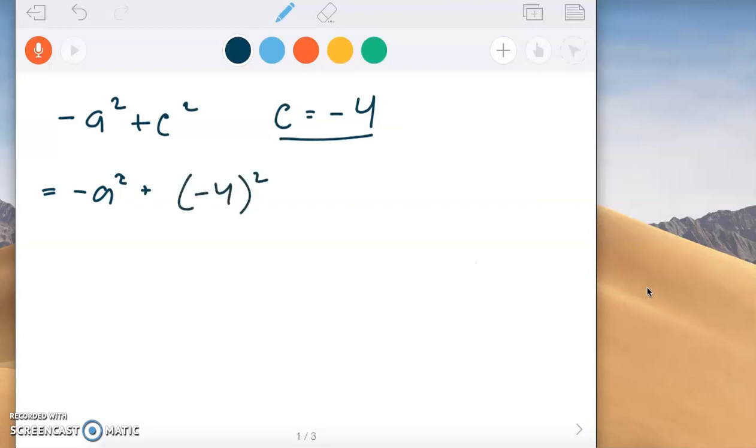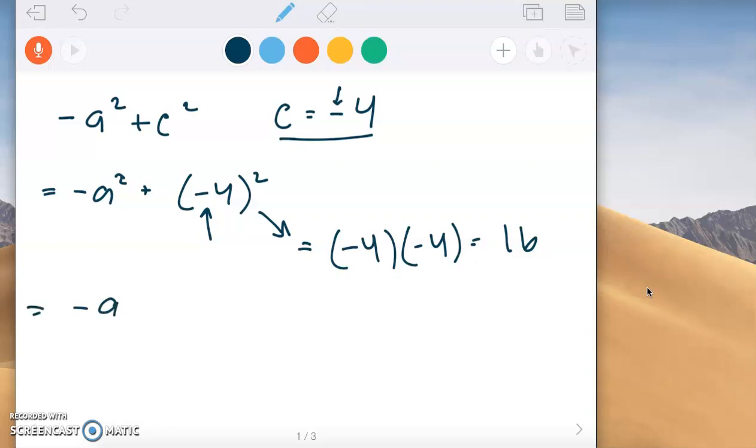Now remember, it's very important when there's a negative here, it goes inside of here because you're applying the exponent to the negative as well. So when we have negative 4 squared, that's the same thing as negative 4 times negative 4, which is positive 16. So this whole thing equals negative a squared plus 16.